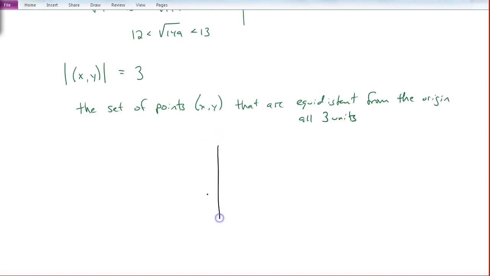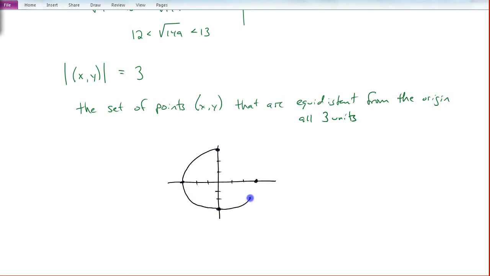Well, here is a graph. 1, 2, 3, 1, 2, 3, 1, 2, 3, 1, 2, 3. I know these 4 points are all 3 units from the origin. What kind of shape would you say is described by being a set of points equidistant from another point? Well, that's going to be a circle.